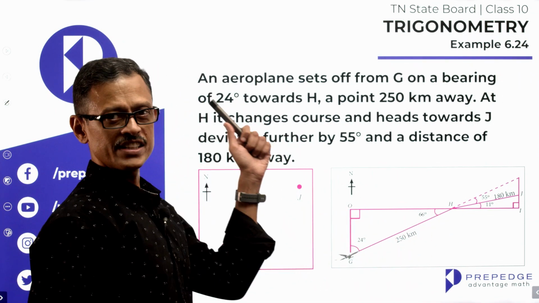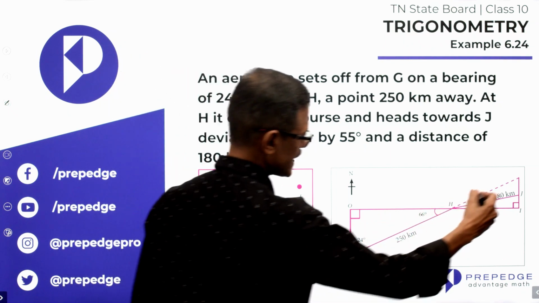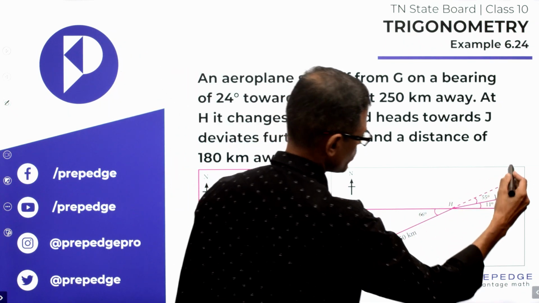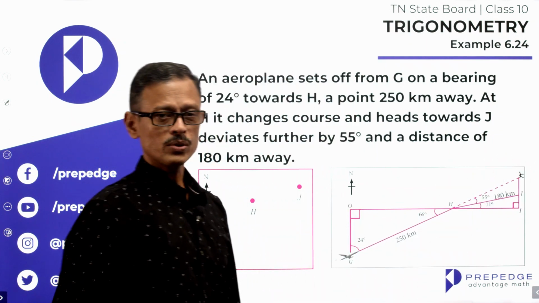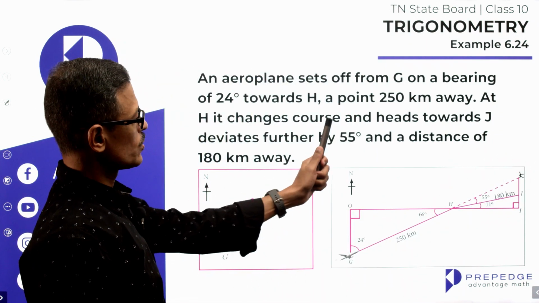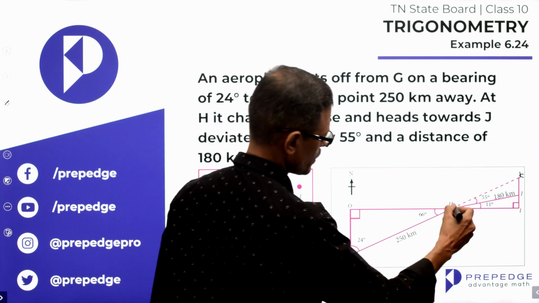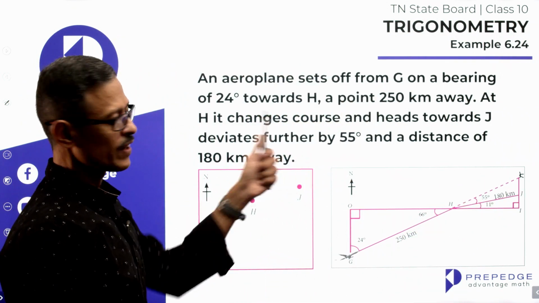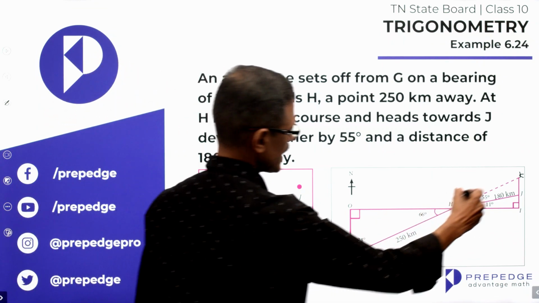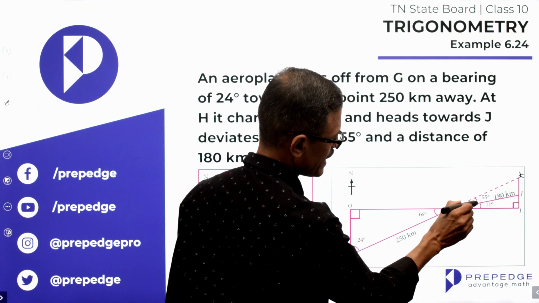At H it changes course. From H, the straight path is given by this dotted line. Let's say that is K. If it had gone straight from H it would have gone to K, but it changes course and heads towards J. So here it changes direction and goes towards J. Deviates further by 55 degrees. So instead of going straight, it deviates 55 degrees and goes like this.